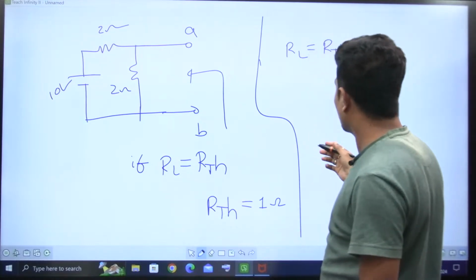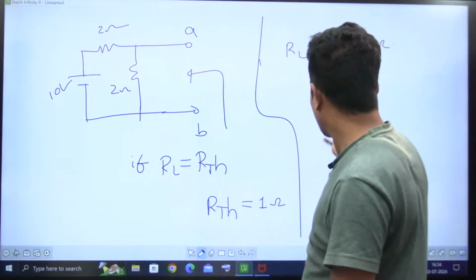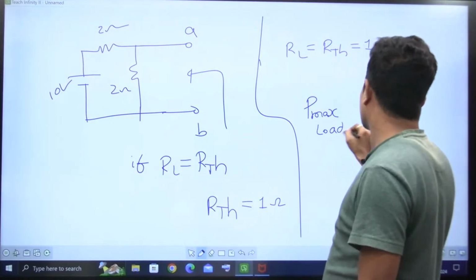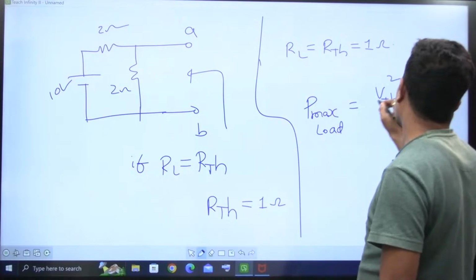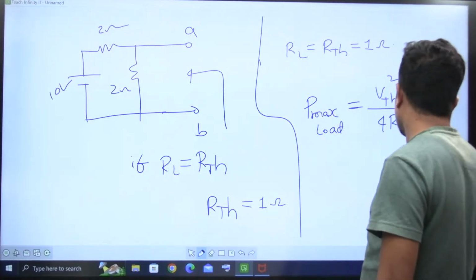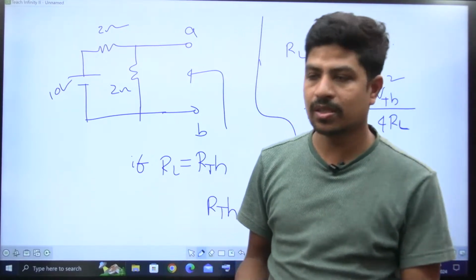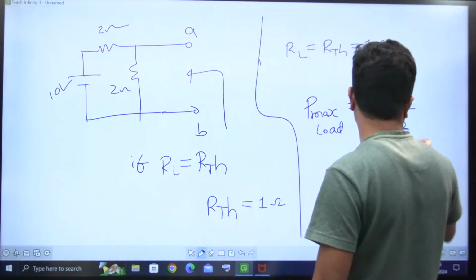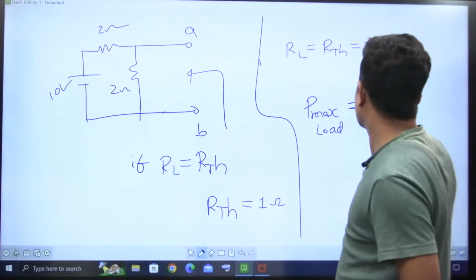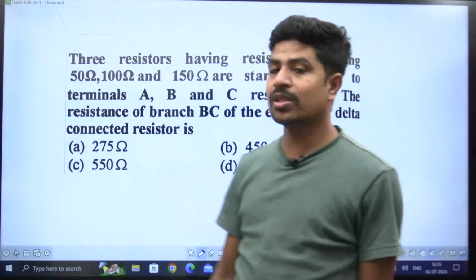And if you do this problem, how much is the maximum power transferred to the load? P max is equal to V Thevenin square by 4 times RL. So the efficiency is 50% only, when RL is equal to RTH. Please do remember this formula also, right? These are the theorems which are important for us.